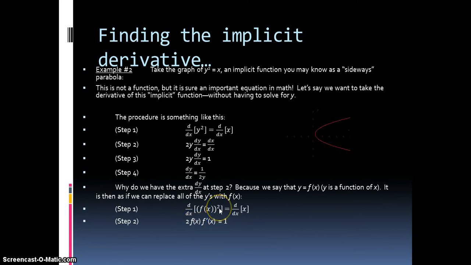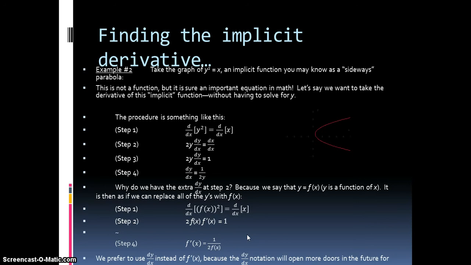That's the chain rule. Our outside function is something squared. Our inside function stays the same for the time being. Then we take the derivative and multiply it by everything else that we have. If we isolate and solve for f prime of x, the derivative, we get 1 over 2 f of x. And hey, what did we say f of x was? f of x was y.